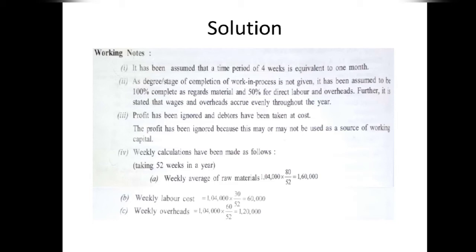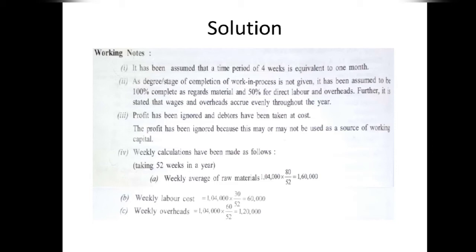Then second working note is regarding the degree of completion. In this example, the degree of completion of work in process is not given, so we have to make an assumption. It has been assumed that there is 100% degree of completion with regards to material, and for labor and overheads we have to assume that the degree of completion is 50%. And again it is also stated that wages and overheads accrue evenly throughout the year.